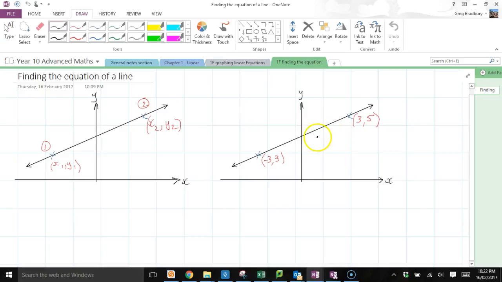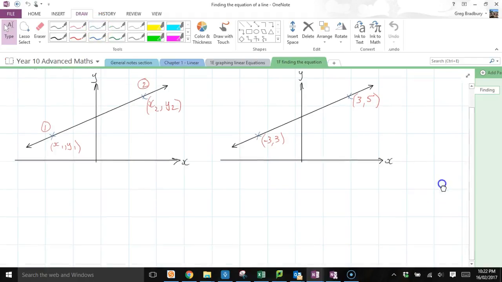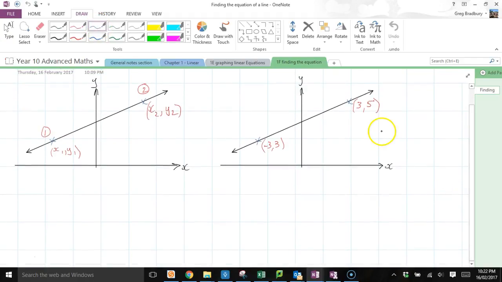In this example on the right here, I'm going to start with this one. To find the gradient, we need to do rise over run. Rise is how far up it goes. If you look at the y coordinates of these two, you see that it goes up by 2. The way you work that out is you say 5 minus 3. The difference is 2.